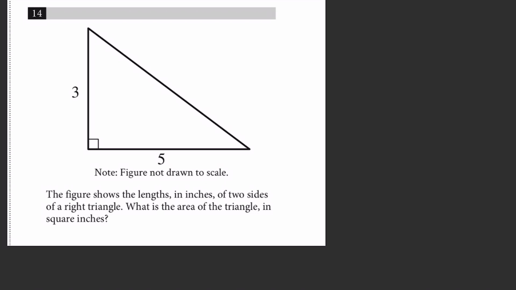So another important formula we need to remember is the area of a triangle. In this case, the area of a triangle is the base times the height divided by 2. So the base here is 5, so I'm going to have 5. The height is 3, so 5 times 3 divided by 2 is 7.5. The area in this case is 7.5 square inches.